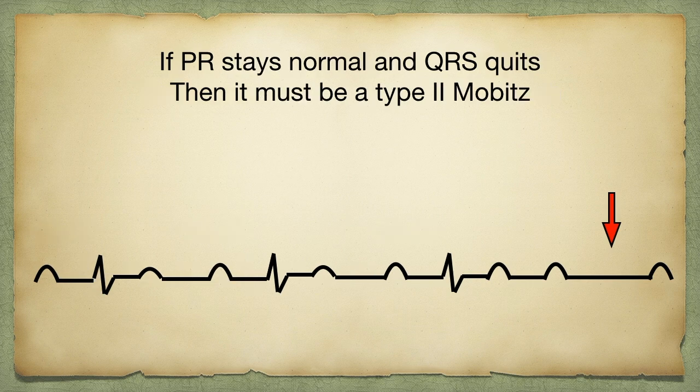The second type of a second degree heart block is when there's no change in the PR interval, but the QRS randomly drops. If PR stays normal and QRS quits, then it must be a type 2 Mobitz.